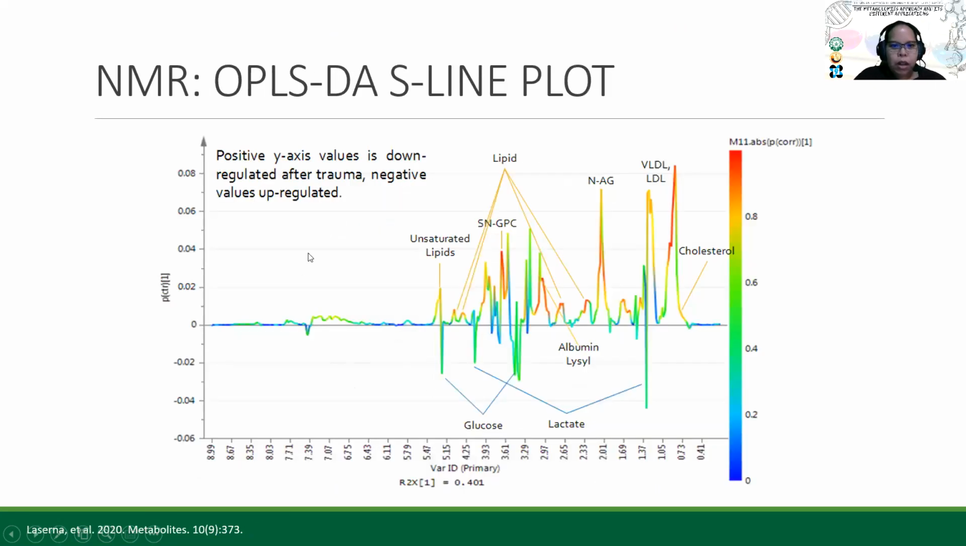Now, in terms of the OPLS-DA S-line plot, this is actually used in order to identify the metabolites that are differentiating your trauma samples from the baseline and sham samples. And here we can see, so this stated here, positive y-axis values is downregulated. So that means these compounds are actually low in your trauma injury samples compared to your sham samples as well as your baseline samples. So it is mainly changes in your proteins and acetylglycoproteins, lipoproteins, cholesterol, lipids. So basically, it's mainly lipid changes as well as protein changes that is observed in terms of the changes in the NMR metabolomic profile.